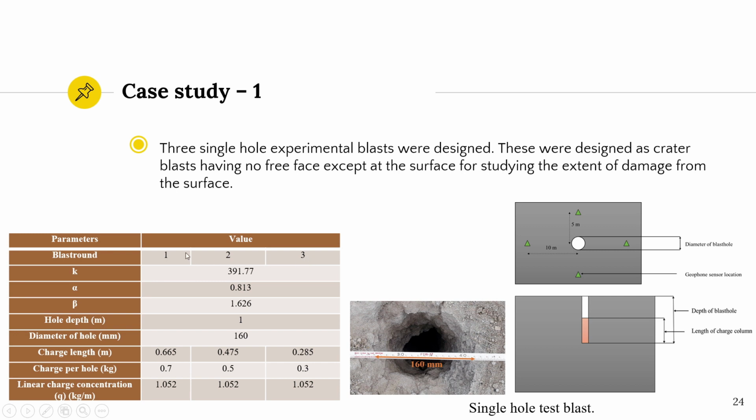In these three blastholes, the blasthole length is 1 meter. The charge content in Blasthole 1 is 700 gram, in Blasthole 2 it is 500 gram, and in Blasthole 3 it is 300 grams. K, alpha, beta are the site-specific input parameters for the model, which were determined by conducting regression analysis between the measured PPV and the scaled distance.